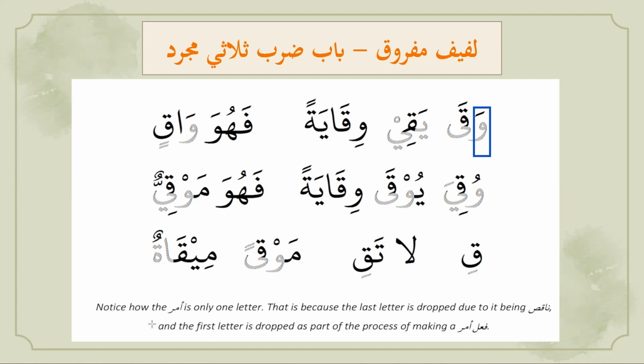So that's the reason why amr is only one letter, because ya is removed because of naqis irregularity, and waw is not there because in misal words the waw is not there even in the present form, fi'l mudari. Okay. So far so good. Okay, now the next example.